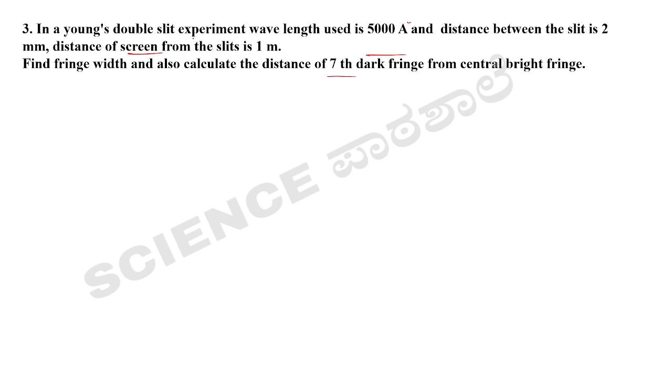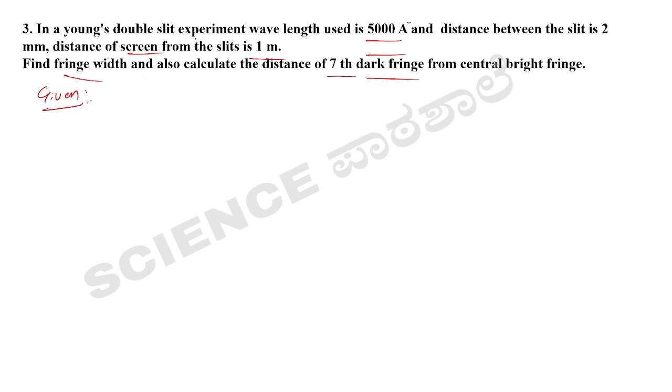See next one. In Young's double slit experiment, wavelength used is 5000 angstrom and the distance between the slits is 2 meter. Distance between screen from the slit is 1 meter. Find the fringe width. We have to calculate fringe width and also calculate the distance of 7th dark fringe from the central bright fringe. See, write down the given data, what they given.